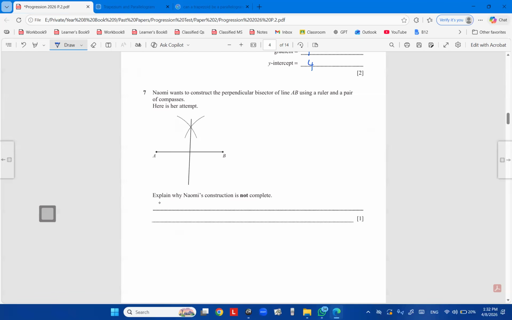Here, yes, there is a mistake. Why is it incomplete? Because she should have drawn arcs at the bottom. At the bottom too.